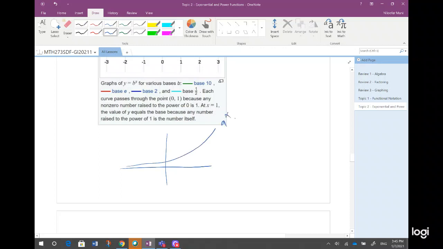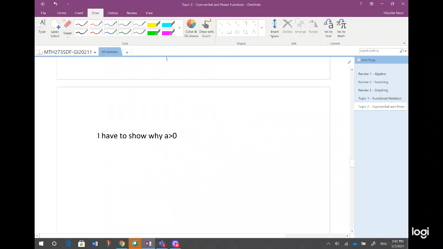Okay, a power x, a is more than 1. And here, a power x, but a is less than 1. Okay, so the behavior is opposite. Okay, so we talk about that. So I have to show why a is positive. As you can see, so far I didn't talk about negative a. I just say a is more than 1, a is less than 1. But how about negative? A must be positive. So why?